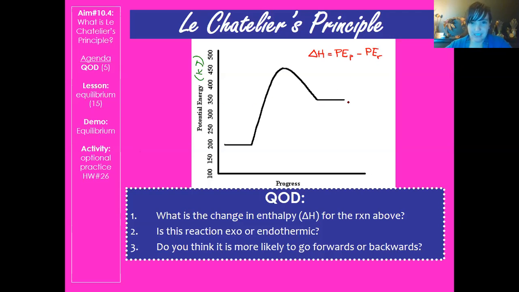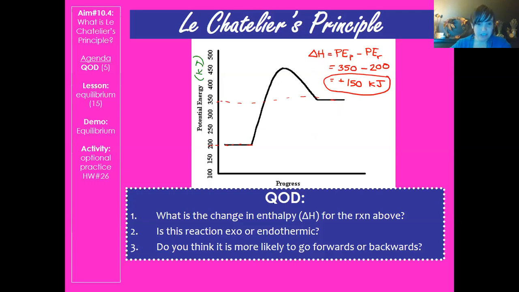So for products, looks like we've got about 350 kilojoules. Reactants, looks like about 200 kilojoules. So that makes positive 150 kilojoules. And I included the positive sign because with enthalpy, you often want to say if it's positive or negative because that really matters. It shows you if it's endothermic or exothermic.